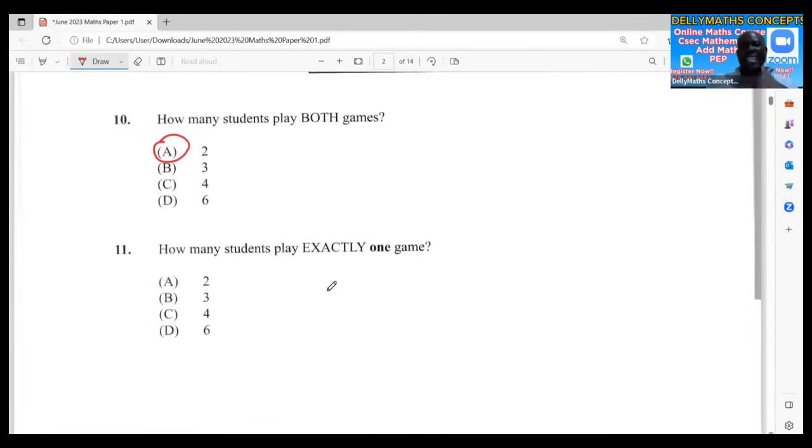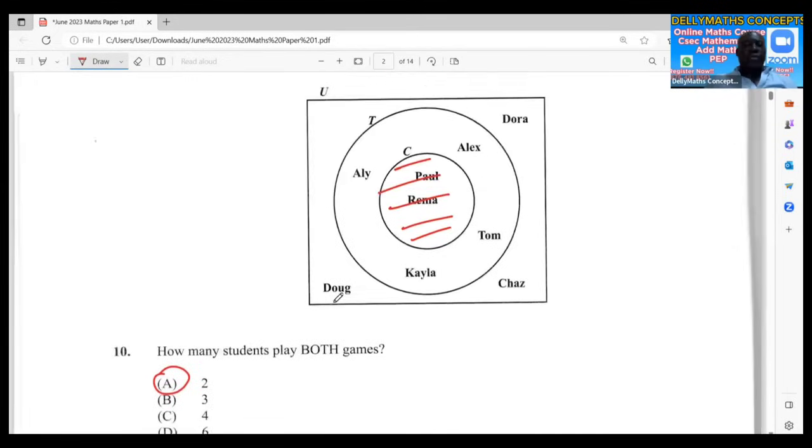How many students played exactly 1? So if you're thinking of those who played exactly 1, you're talking about those that are in T, but they are not in C. So that's Ali, Alex, Tom, and Kayla, 4.